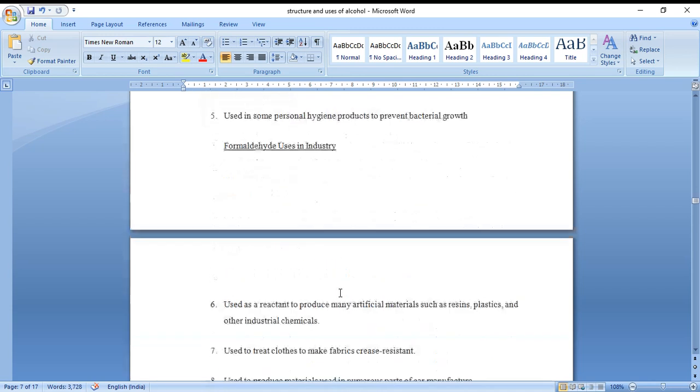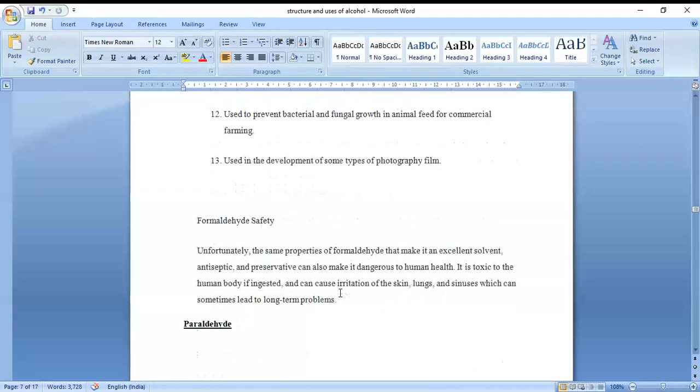Okay, so the next one is paraldehyde. The next aldehyde is, in spite of having many uses, formaldehyde is very dangerous to human health.